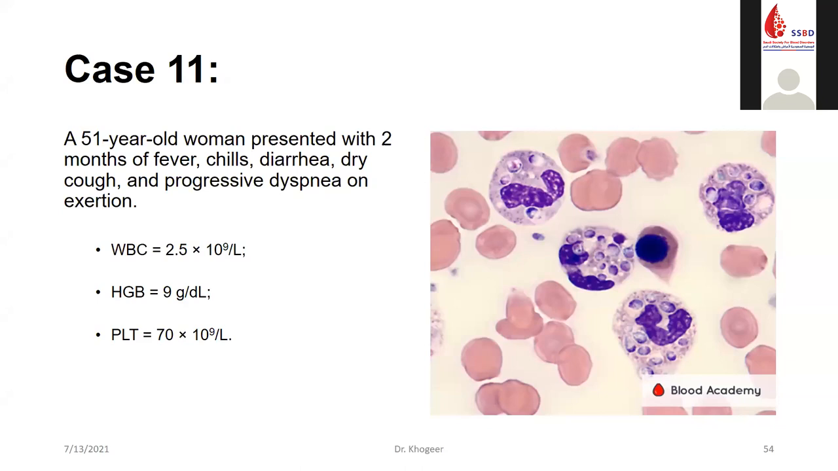Can we see toxic granulation in hemolysis? Not usually. Toxic granulation is mainly seen in infection, inflammatory processes, and malignancy. In hemolysis in particular, it is not a part of it, unless the hemolyzed patient also has an infection or inflammatory process.